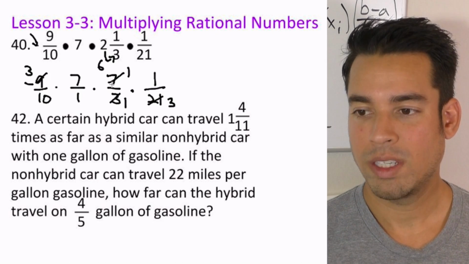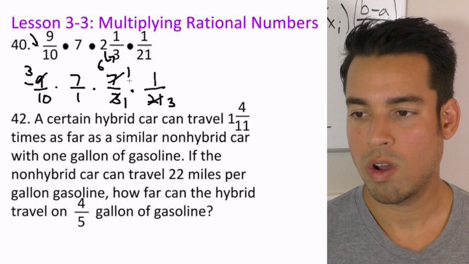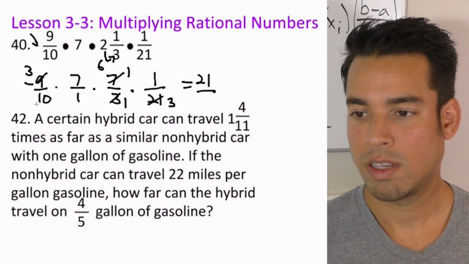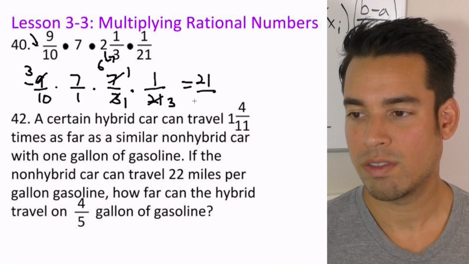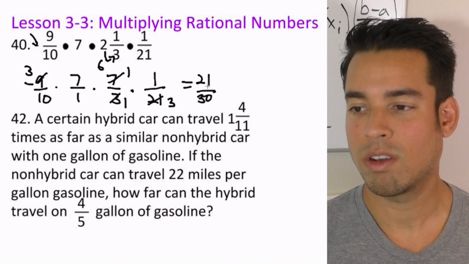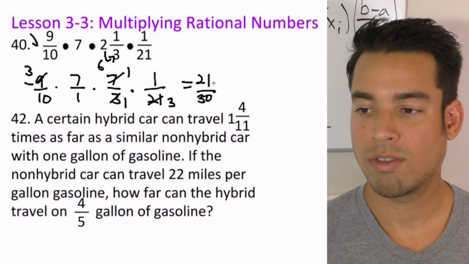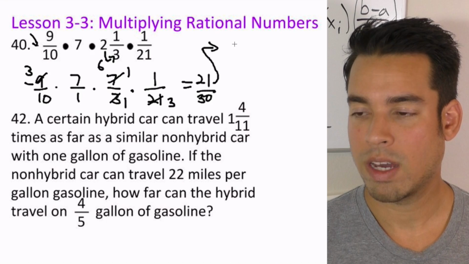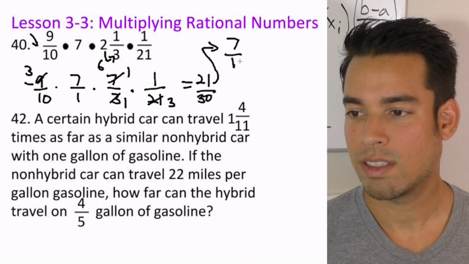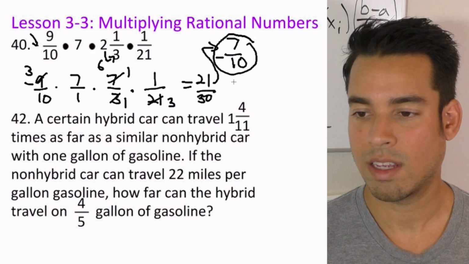Let's do it. So we got 3 times 7 times 1, which gives us 21, over 10 times 1 times 1 times 3, which gives us 30. Oh, I missed another 3 that we could have canceled out. It's okay. We see that these both are divisible by 3, so we can do it after the fact too. It's all good. 21 divided by 3 gives us 7. 30 divided by 3 gives us 10. Don't forget that negative. And our final answer is negative 7/10.